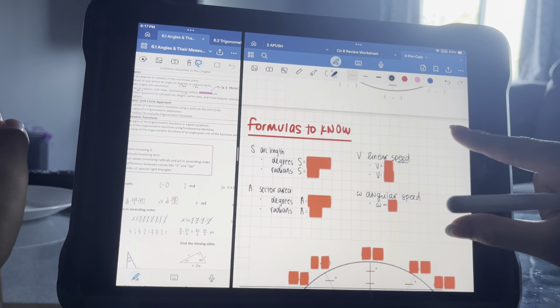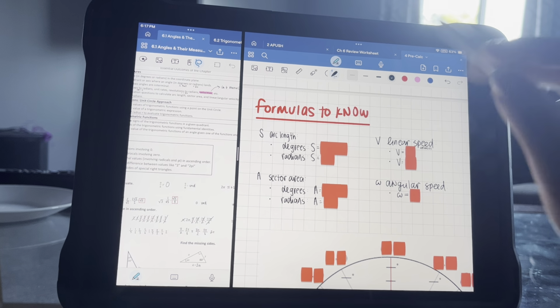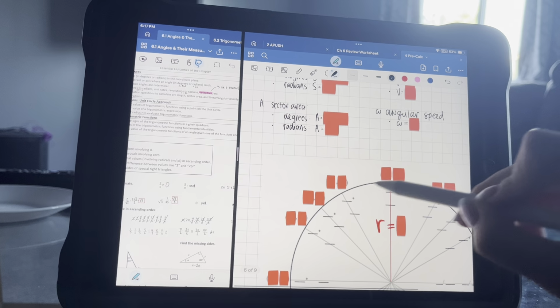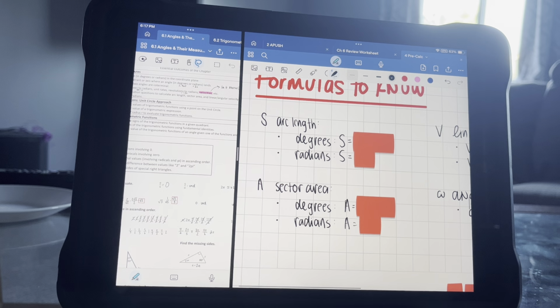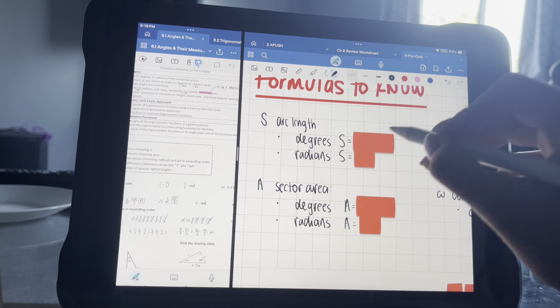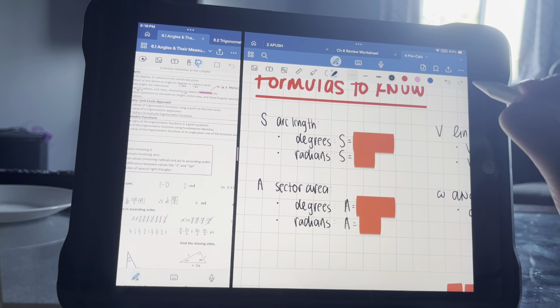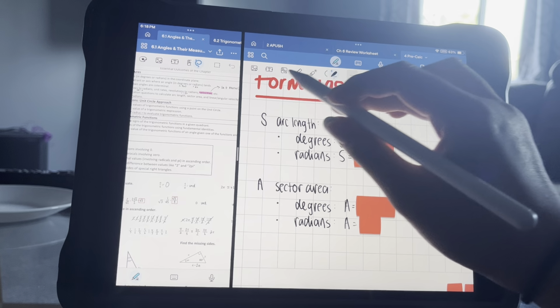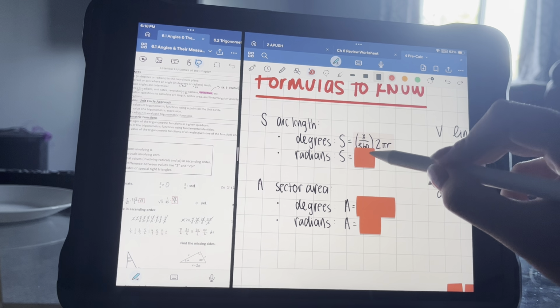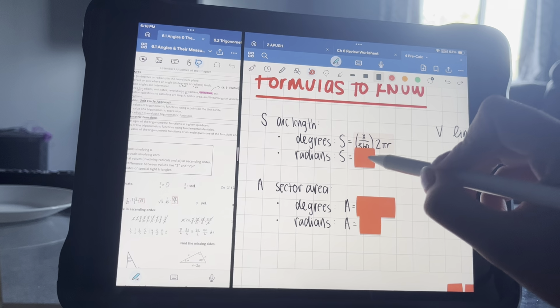The next thing we did were some application things. So we did arc length, which is the length of a piece of the circumference. A piece is a fraction. The equation for circumference is 2 pi r. So the formula for arc length in degrees is going to be a fraction times 2 pi r. In radians, however, it's going to be theta r.